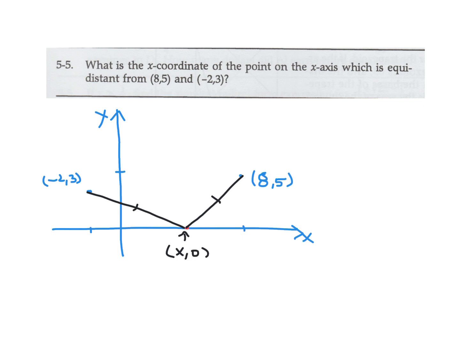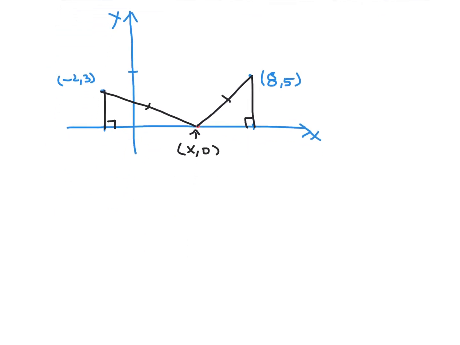So what do I do now? Okay, well, we can create two triangles like that, and these are right triangles. So that means the hypotenuses would be equal. So using Pythagoras, this squared plus this squared would be the same as that squared plus that squared, because they both equal the hypotenuse.